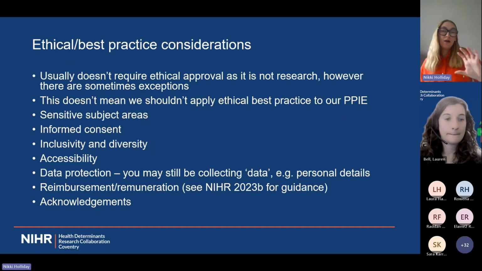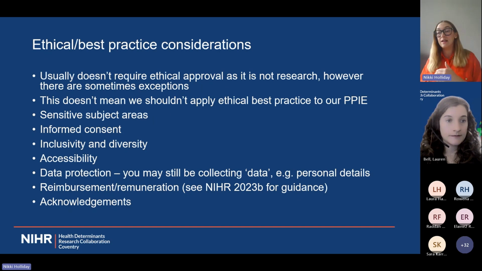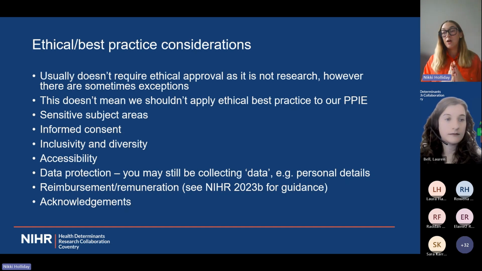Although PPI is not research, it might not always need ethical approval. If you're doing research in a university setting or an NHS setting, for example, or a social care setting, often you're going to need ethical approval for that. And PPI is not strictly research. So quite often we can do our PPI, we can get our feedback on our research without getting ethical approval. However, there are sometimes exceptions.